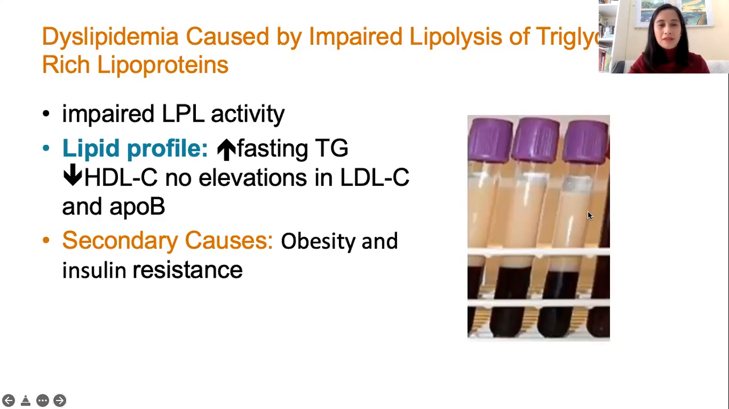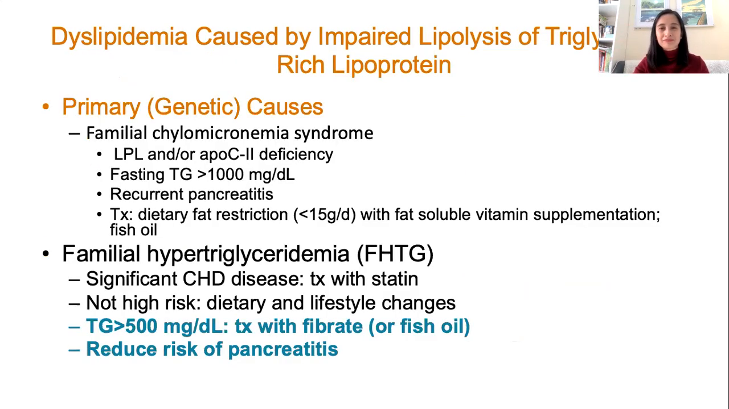So next we go to your dyslipidemia caused by impaired lipolysis of your triglyceride-rich lipoprotein. And this is because of your impaired lipoprotein lipase activity. And how would it look like in your lipid profile? You will have an elevated fasting triglycerides, low HDL, normal LDL-C, and ApoB. The usual secondary causes of this is your obesity and your insulin resistance. So if you have markedly elevated triglycerides, your serum would look lipemic. No, it would be described by the medtech in the report.